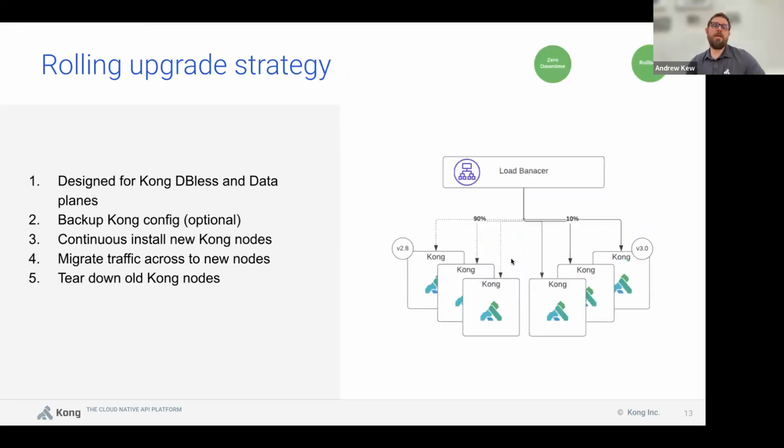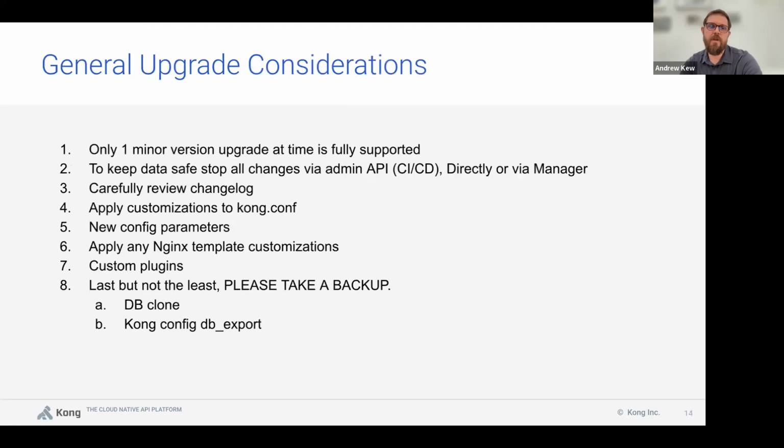Moving on to the next one, the rolling upgrade strategy. So this effectively is designed for Kong in DBless, or if you're upgrading your data plane, so within hybrid. Again, this gives you zero downtime and a rollback strategy as well. So how this works is you back up the Kong configuration if you're in DBless. If you're in the data planes within hybrid, you don't need to do that. And then effectively, you continuously install the new Kong nodes and migrate the traffic across. Once you're happy with that and everything's going fine, you then tear down the old Kong nodes.